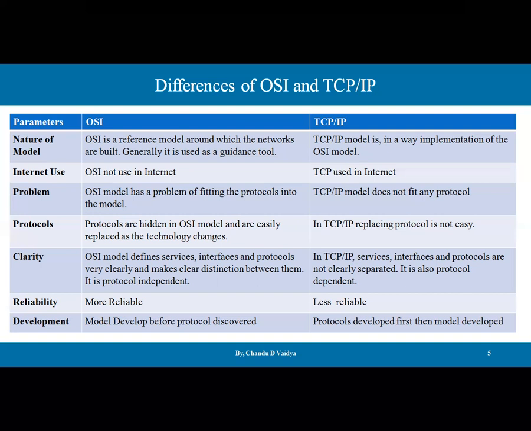Reliability is a parameter. OSI is more reliable, TCP is less reliable. Still, TCP is used in the internet because of fast development. The very basic difference is that the OSI model was developed before protocol discovery, whereas in TCP/IP, the protocols were developed first and then the model was built. This is a very important concept.